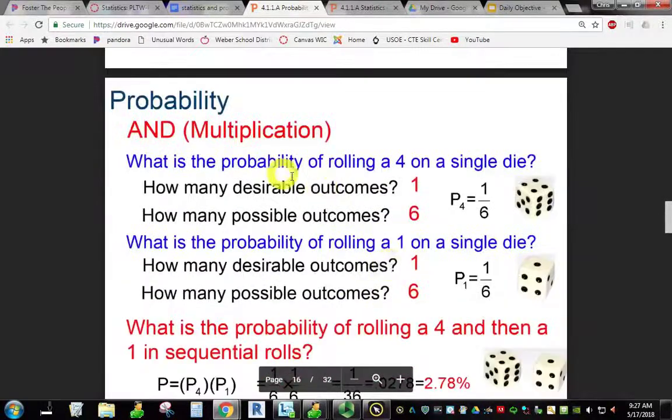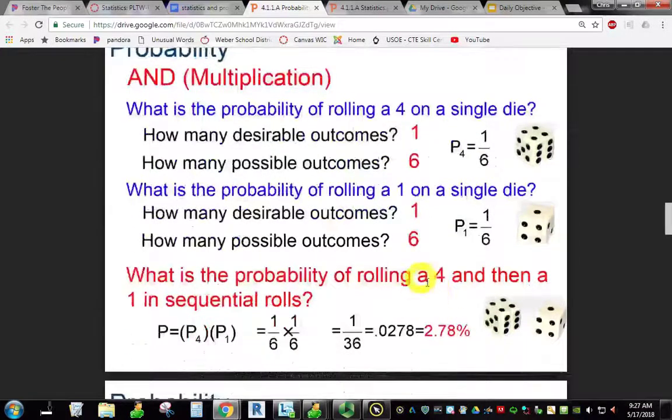Sure. What is the probability of rolling a 4 on a single die? Okay, so what's the probability of rolling anything on a 6-sided die? 1 over 6. So yeah, the probability of 4 is 1 over 6. The probability of rolling a 1 is 1 over 6. What's the probability of rolling a 4 and then a 1 in sequential rolls?